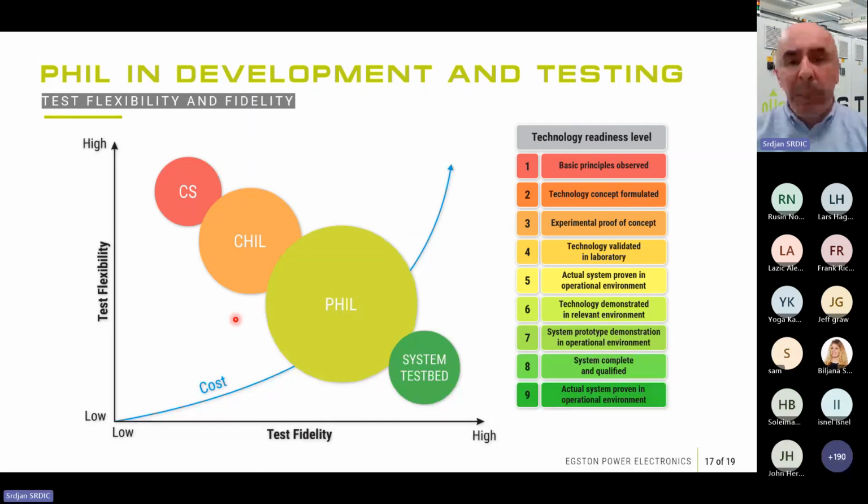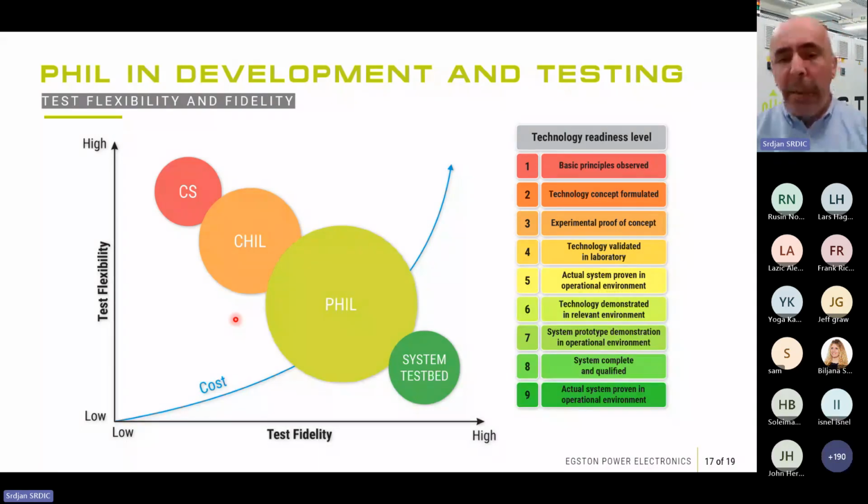The next one, which we believe is a quantum leap in the simulation technology, is p-Hill, because of the preservation of the natural coupling. So basically, that significantly increases the test fidelity, but it also a little bit decreases the test coverage. And also what needs to be taken into account are the limitations of the system itself, primarily limitations of the power amplifiers in terms of bandwidth, accuracy, etc.